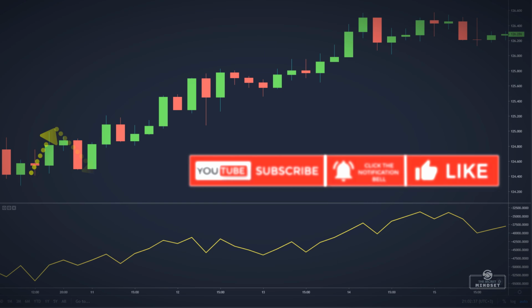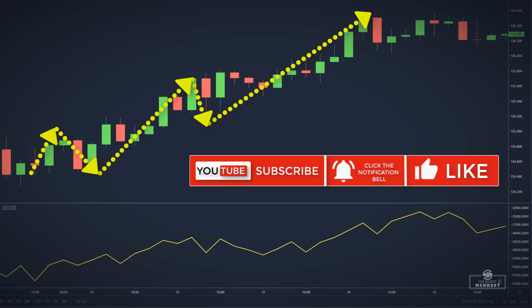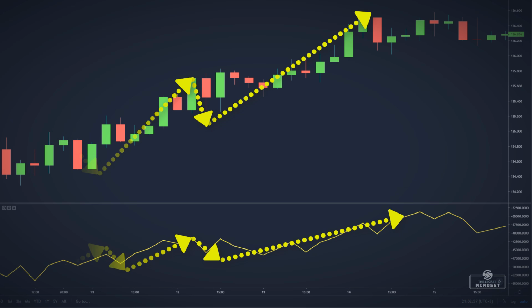Here's another example. The price is making consecutive higher highs and lows, and the OBV is following the same pattern.